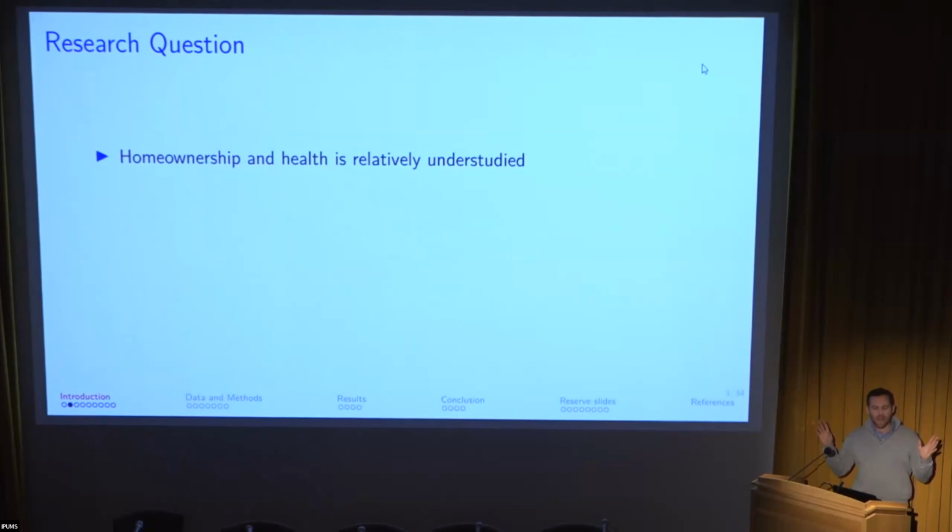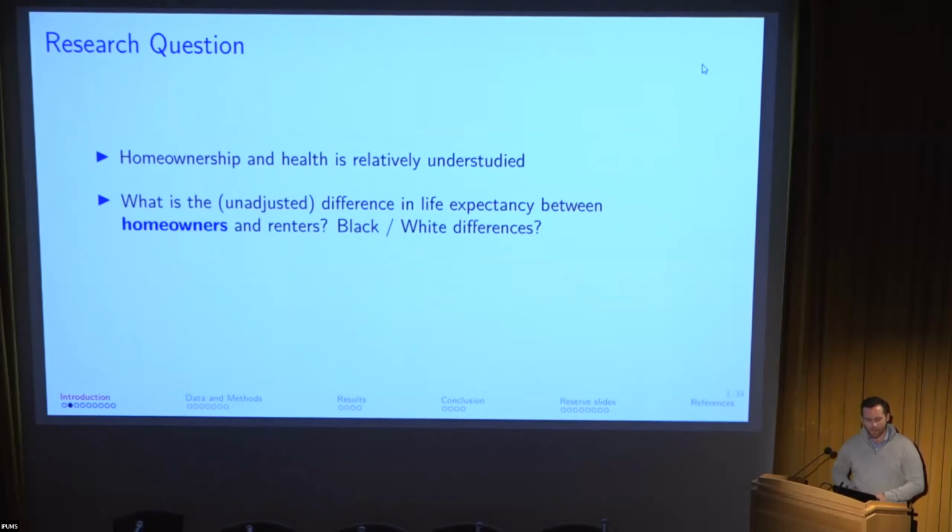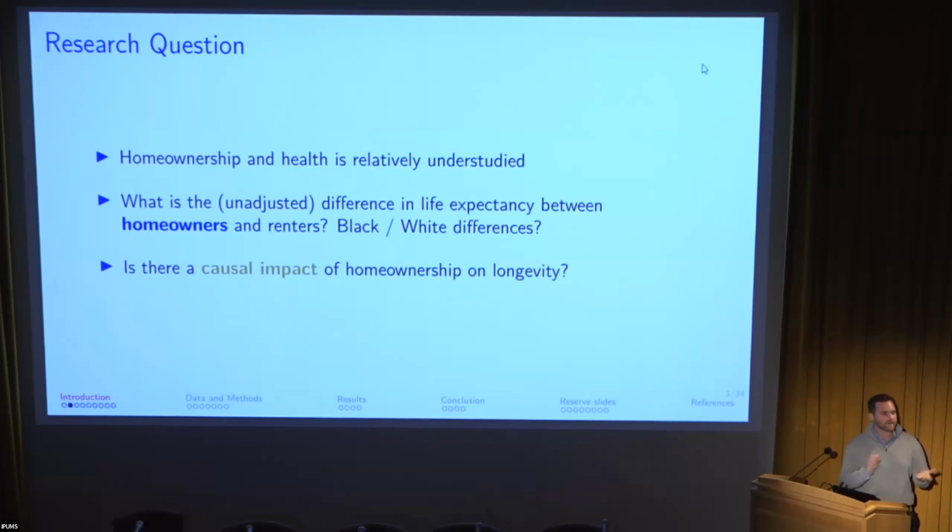My talk today is going to focus on homeownership and health, which is a really big umbrella. And I'm going to be just looking at one very small slice of that relatively understudied topic. So my research question is, what is the unadjusted difference in life expectancy between homeowners and renters? Are there racial differences here? And also, is there a causal impact of owning a home on how long someone lives?